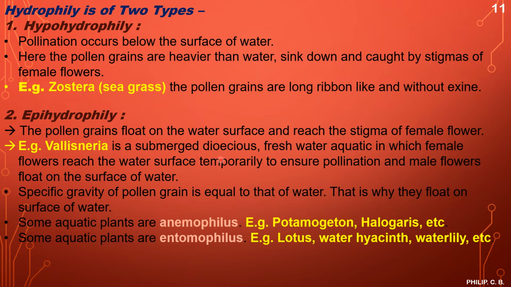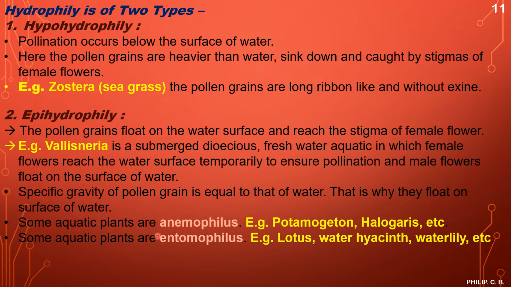Vallisneria is a submerged dioecious freshwater aquatic in which female flowers reach the water surface temporarily to ensure pollination and float on the surface of the water. So temporarily they move upwards so that they can hold on to the pollen grains. The specific gravity of the pollen grain is equal to that of water. That is why they float on the surface of the water.